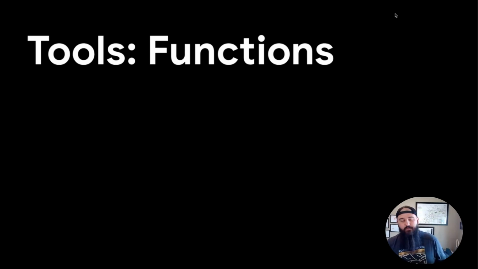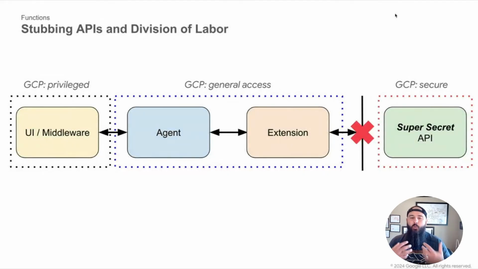Okay, now let's talk about functions. A lot of you may be familiar with the concept of function calling. This is essentially function calling, but I'm going to talk about one specific use case that you can particularly do. This is something that we see a lot in enterprise environments: you might have a central area where you're building your agent, and you've thought about building your extension in project number one, which is general access.